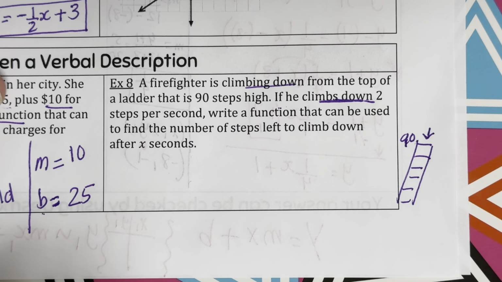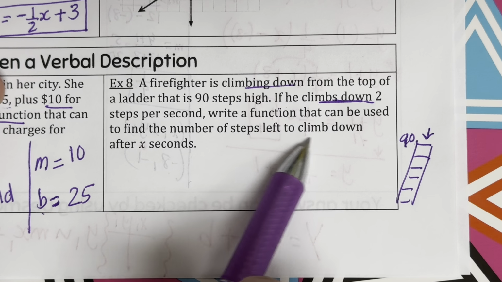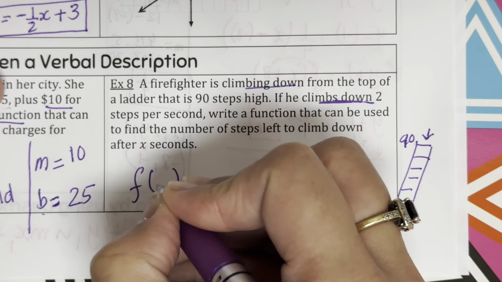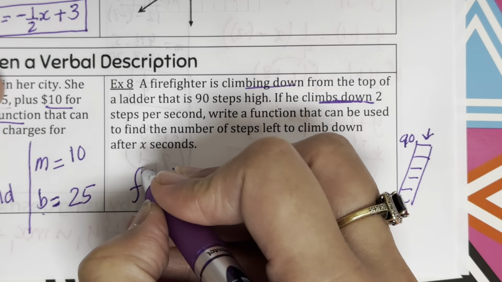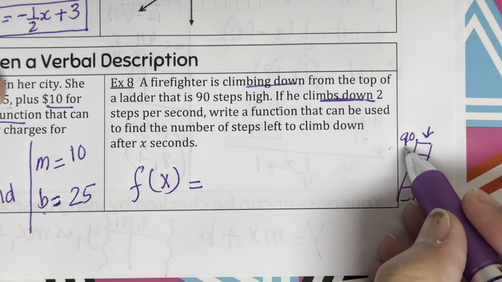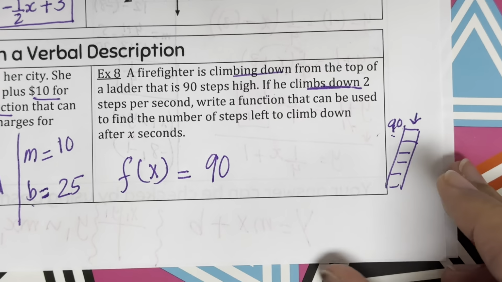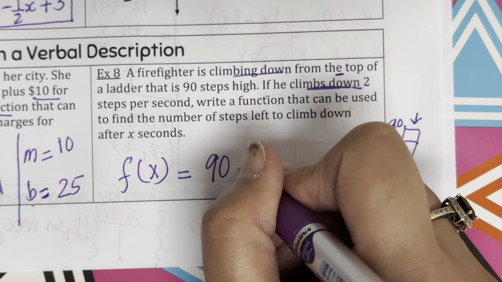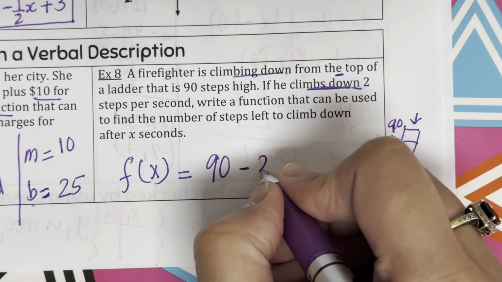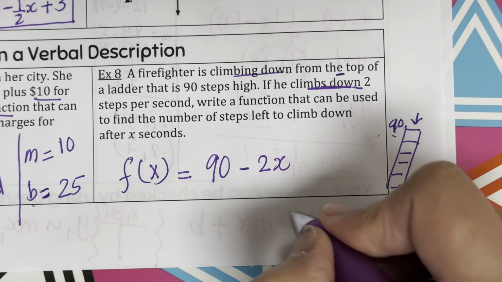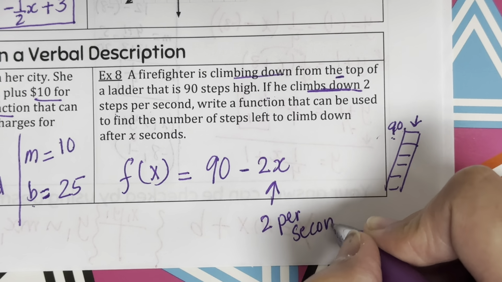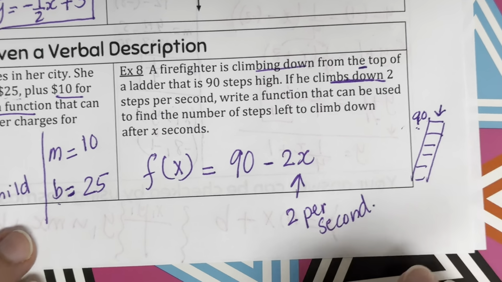Write a function that can be used to find the number of steps left to climb down after x seconds. I have to write a function, so it should be f of x equals, so he has total 90 steps, so he starts from 90, and then he's climbing down. That's a minus, because you're climbing down, so minus 2 per second, so 2x, 2 per second.